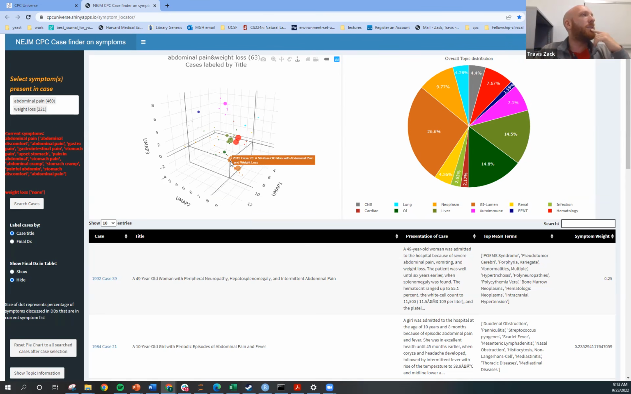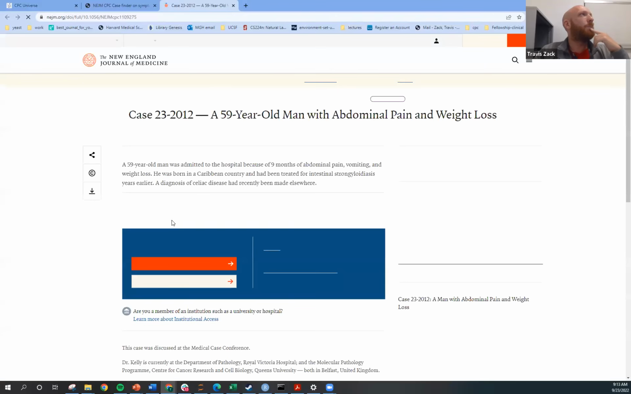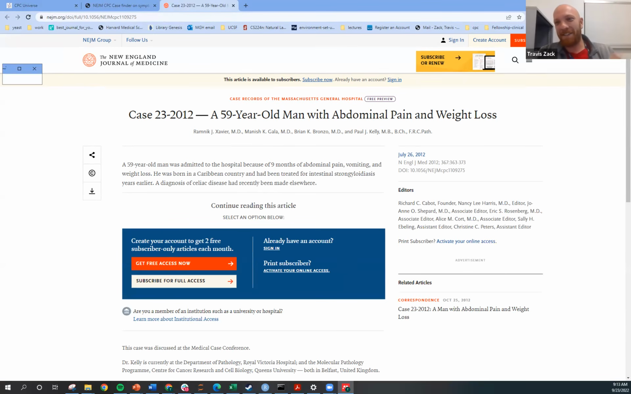So I think I selected this one. It's a case from 2012, case 23, a 55-year-old man with abdominal pain and weight loss. And so here we can just go to the case. I put this on purpose because I want to make sure that you realize, like I said, it is their property. I'm not trying to circumvent it. So you go to the New England Journal page to read it.